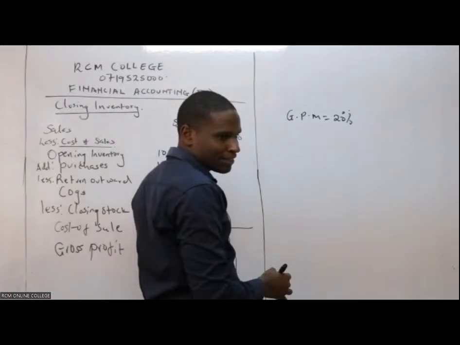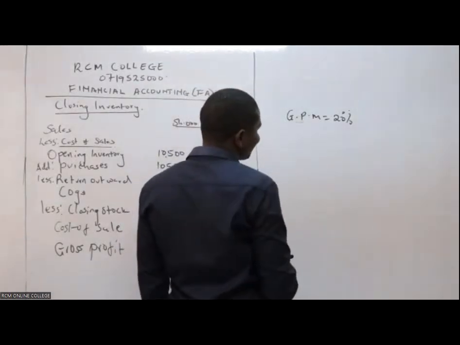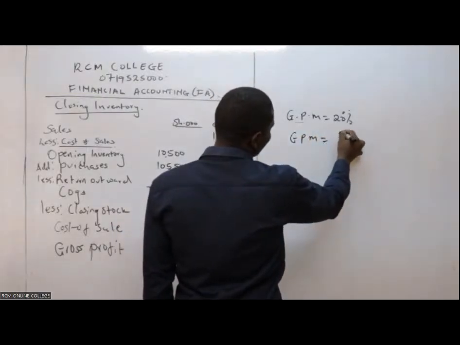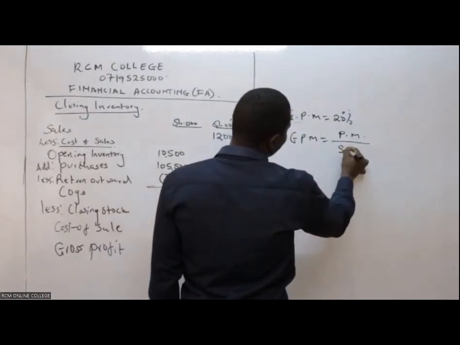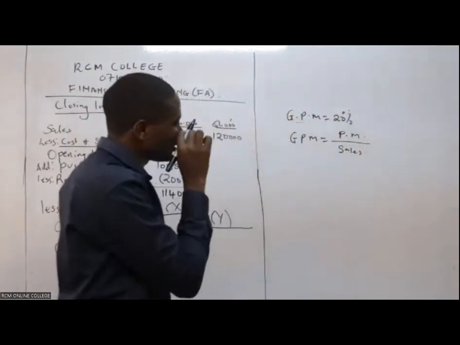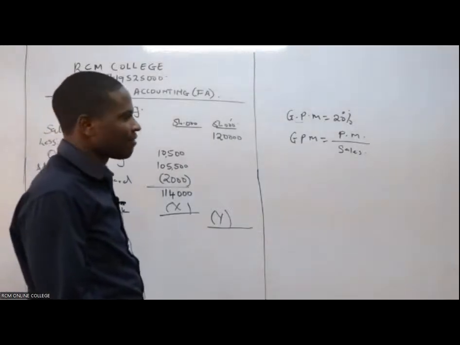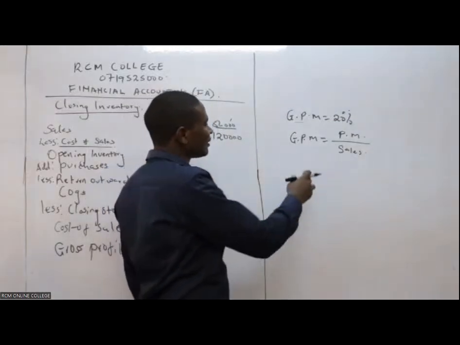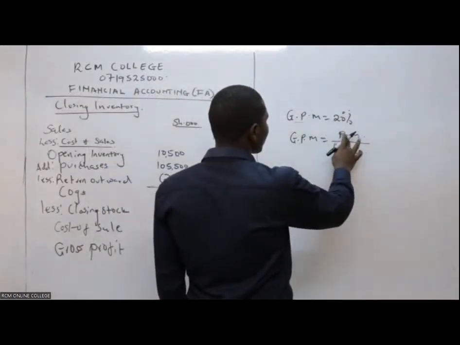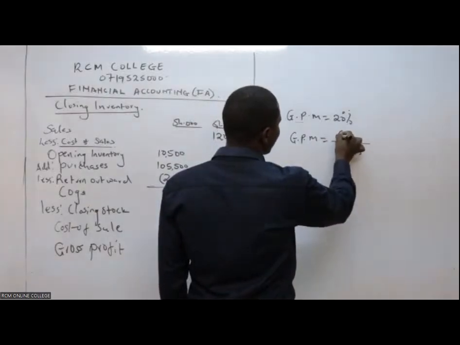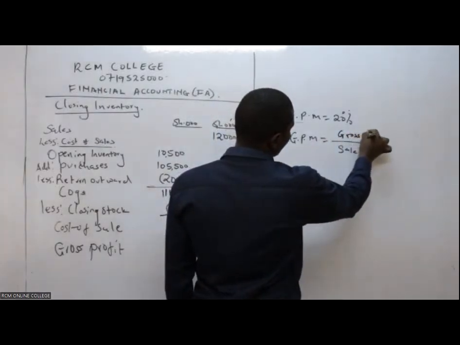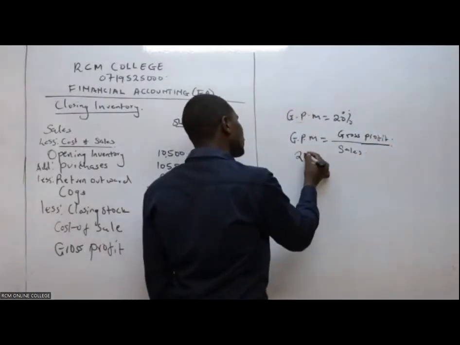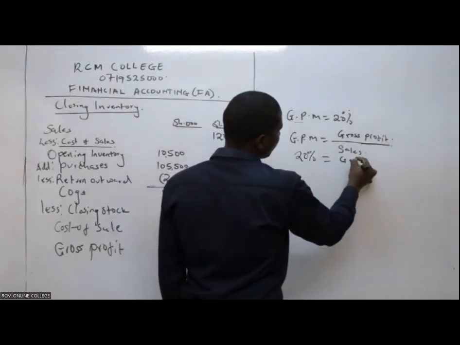Now, how do we get a gross profit margin? Gross profit margin is gotten by gross profit divided by sales. Now, in this case, can you tell me which value do I have? You can have the gross profit itself here, gross profit over sales. So we have gross profit margin as 20%, which will be equivalent to gross profit over sales.